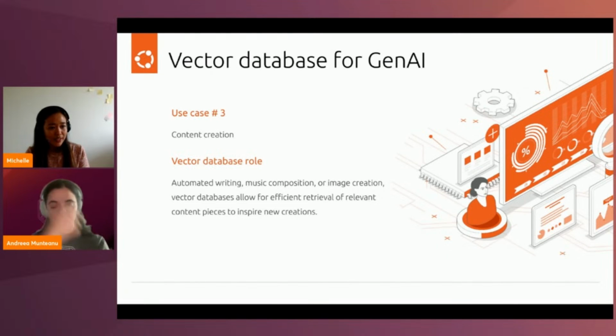Another one is content creation, like automation of writing, music composition, image creation. A vector database allows more efficient retrieval of information if you want to inspire those contents, like automated writing. I imagine that instead of me putting what is Ubuntu, someone just puts Pro as a recommendation, just because it's part of all the data and the content that we created and embedded. So yeah, there are so many use cases.